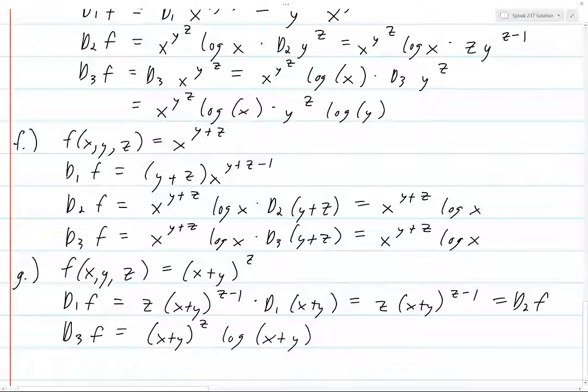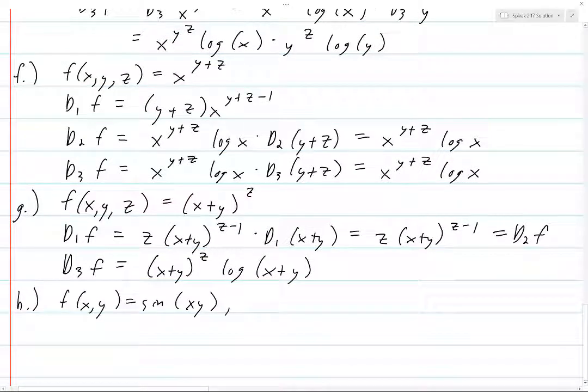Okay, so that's all right. Oh, I think this next one isn't too bad either. For h, we've got f of x, y equals sine of xy. d1f. Well, this is just the chain rule. When you take the derivative of sine, you get cosine. So we start with cosine of xy times the derivative of xy.